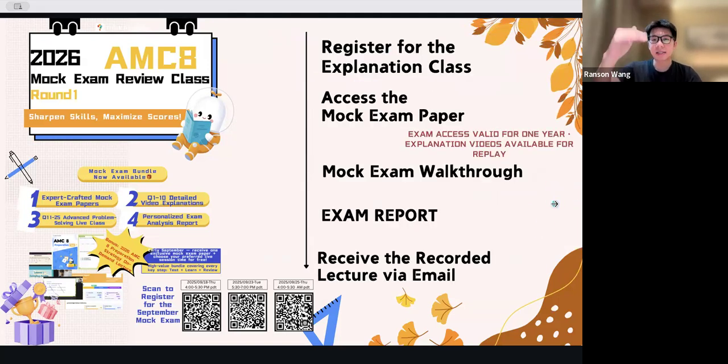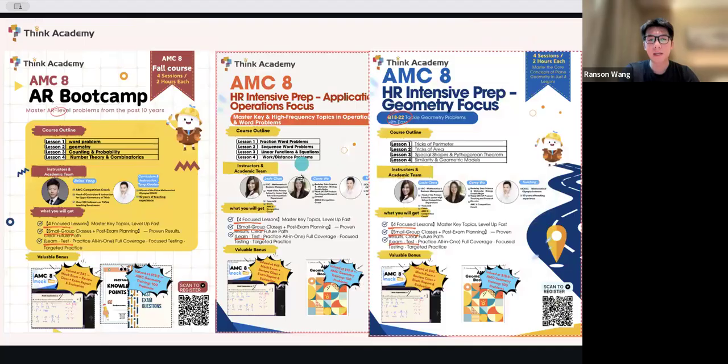Here's the process. Register for the explanation class, and you can access the mock exam paper. Then we have a mock exam walkthrough, and you receive the exam report and the live class, and the live class recording will be sent via email. Here's a little summary: you can scan the corresponding QR code to register for our class.